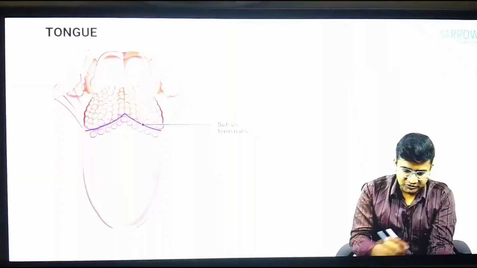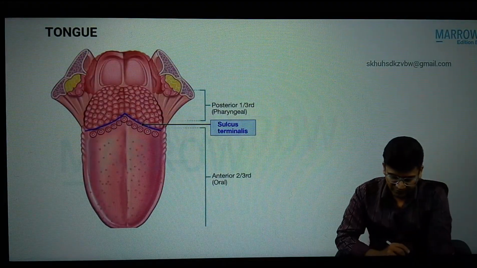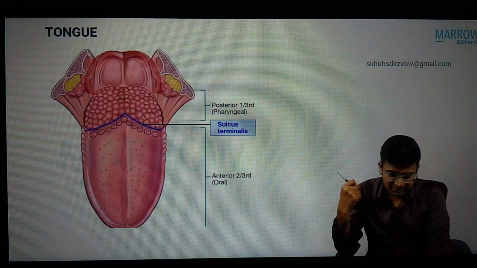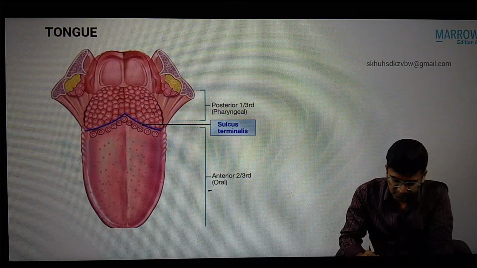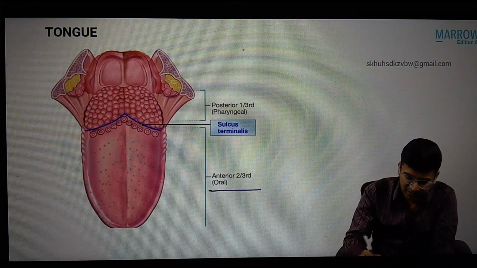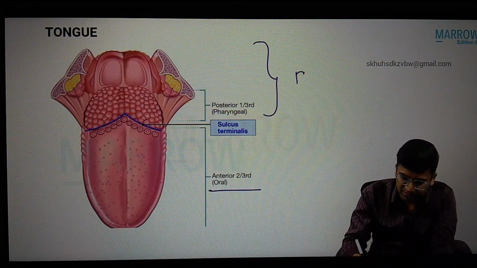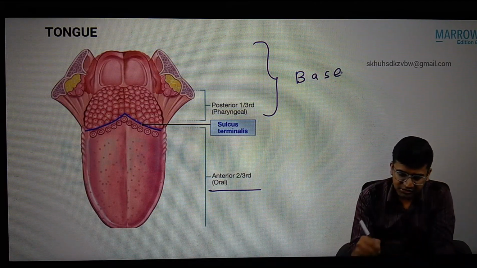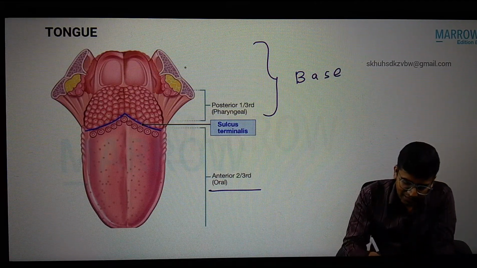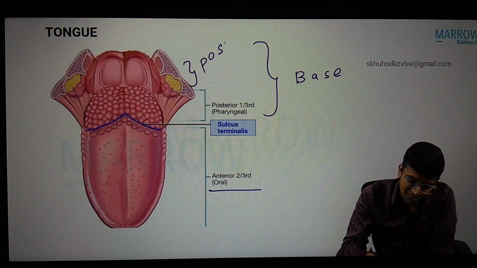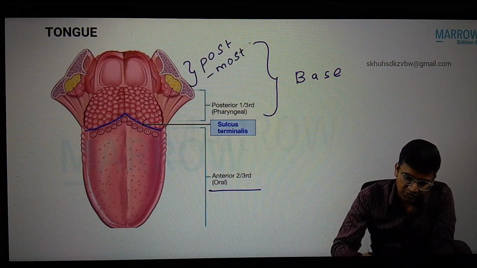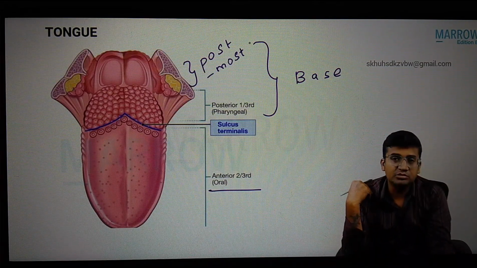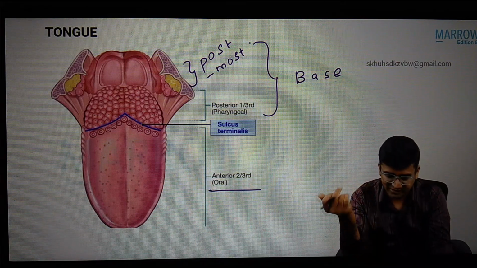So now we're going to start the discussion about the tongue. This is the dorsum of the tongue. We're going to divide the dorsum of the tongue into the anterior two-third, and this is the base of the tongue. The base of the tongue includes the posterior one-third of the tongue, and this is the posterior most part of the tongue. So posterior one-third and the posterior most part of the tongue together are called the base of the tongue.